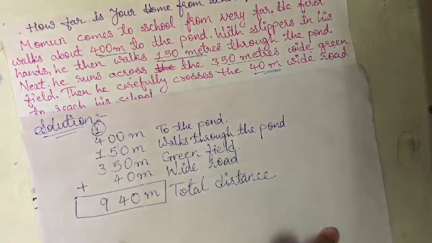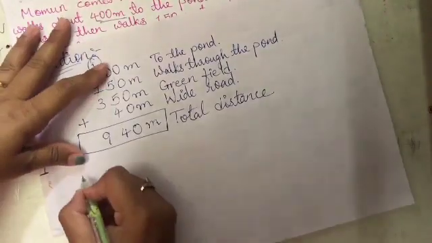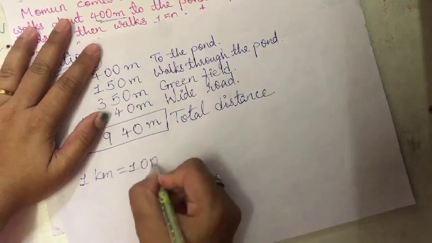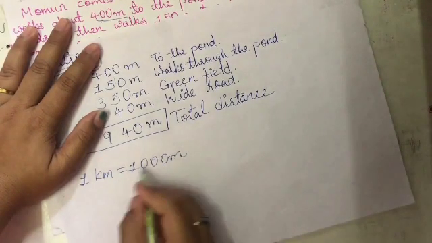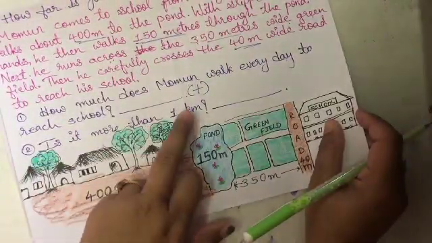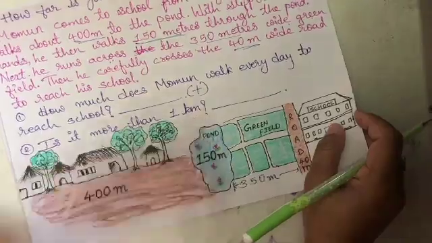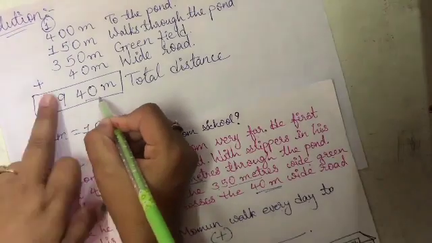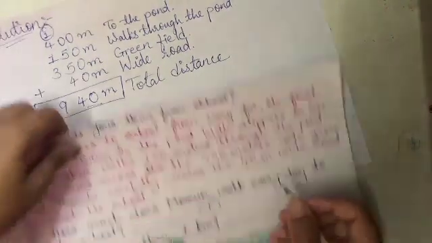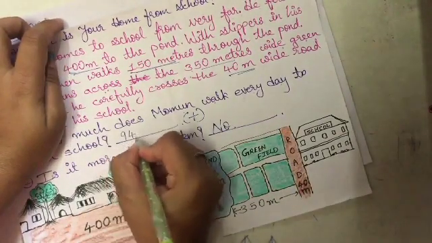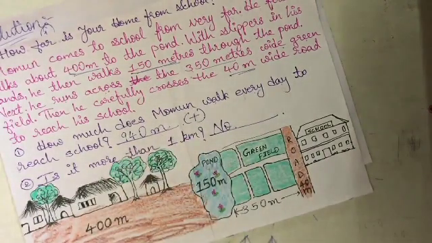It is 940 meter. Can anyone tell me that 1 kilometer is equal to how much? Yes, 1000 it is. So 1 kilometer is 1000 meter. But what was the next question? Let's see that first. Is it more than 1 kilometer? Do you think that the total distance is more than 1 kilometer? So we can say that no. And the answer over here is 940 meter.